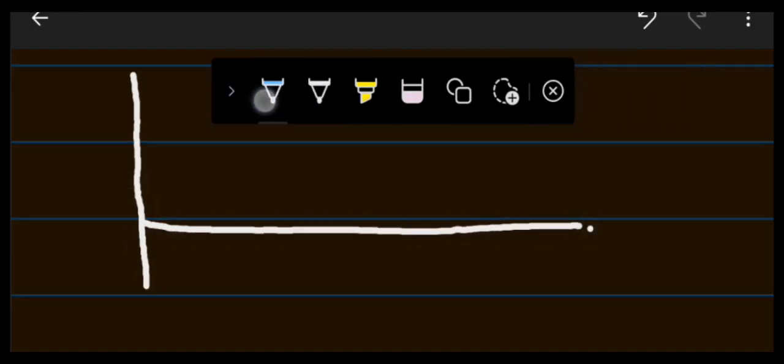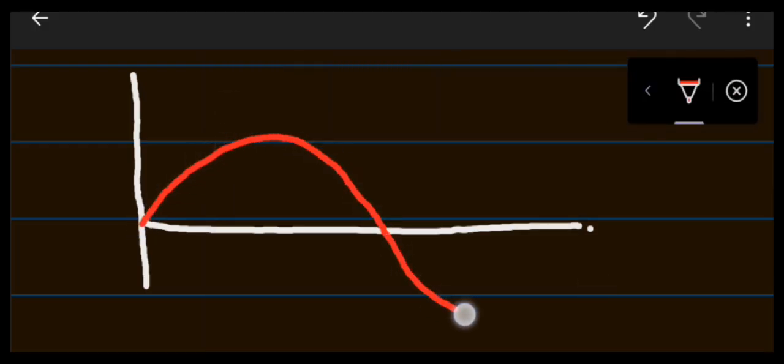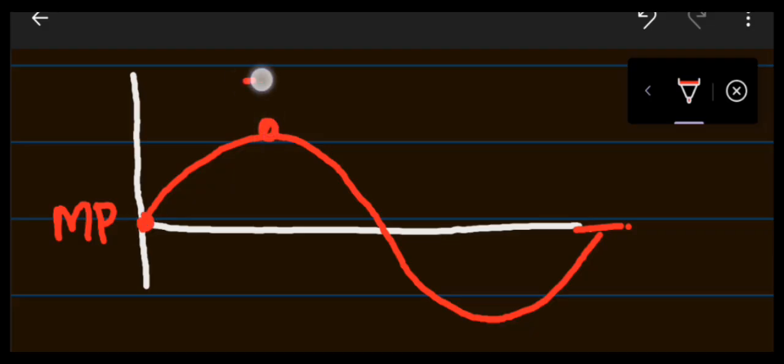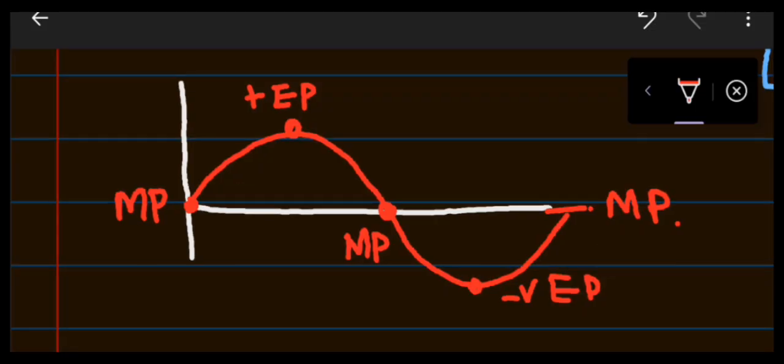Perfectly. So here I have drawn a graph. Okay, this is the graph. Now here you can see, as I told you, this is the mean point, and here we have the extreme point. This is the positive extreme point. This is again the mean point, then the negative extreme point, and the last mean point. So this is basically a perfect graph, which is the sinusoidal curve.